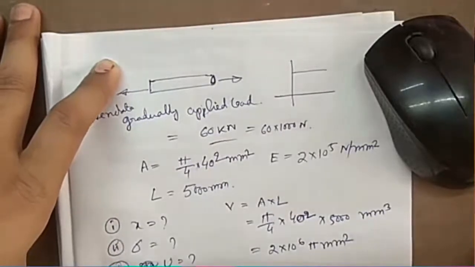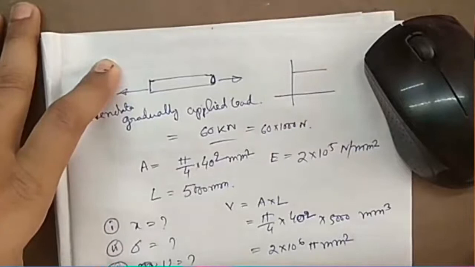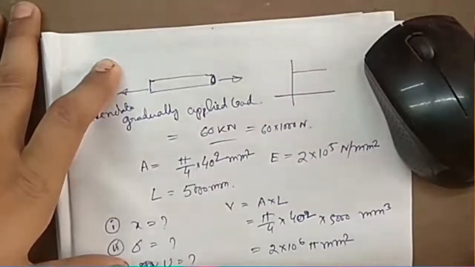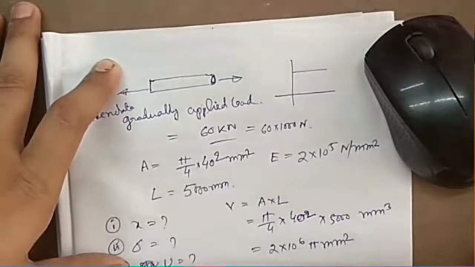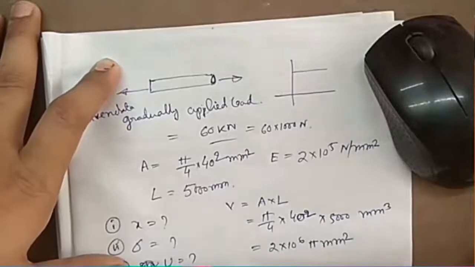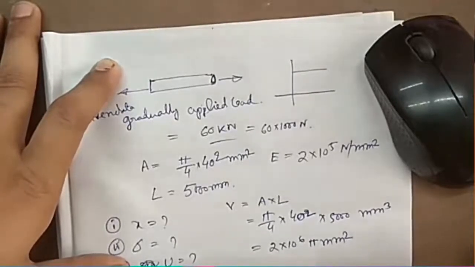Stress is equal to load by area. Load by area means 60,000 by area, which is 400 pi. Solving it, we will get 47.746. These are very easy things. I am not getting into details.